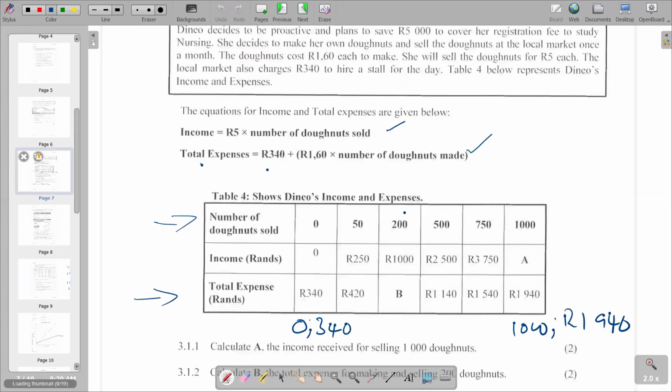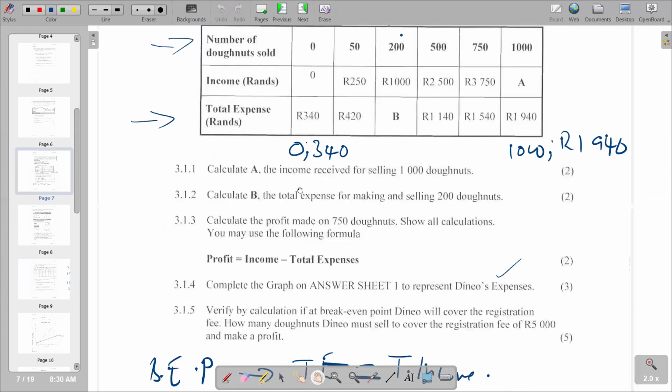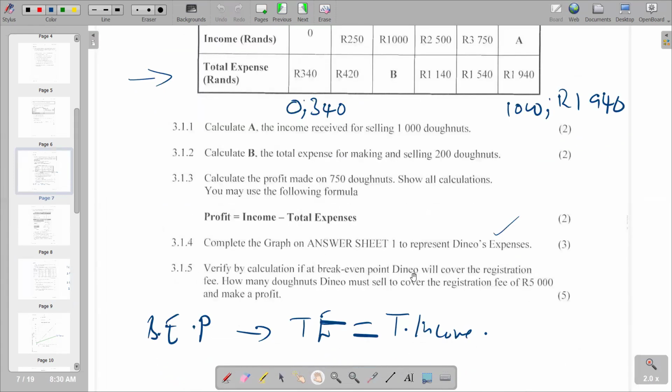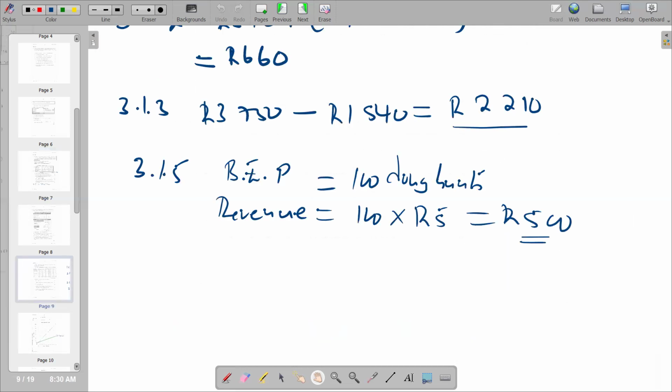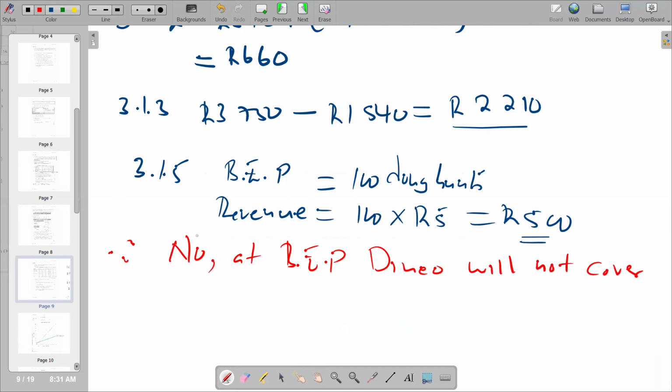According to the question, we just refer to the question and see what the question requires. The question said verify by calculation if at break-even point the new will cover the registration. So we say no, at break-even point the new will not cover the registration. So basically that's our conclusion.